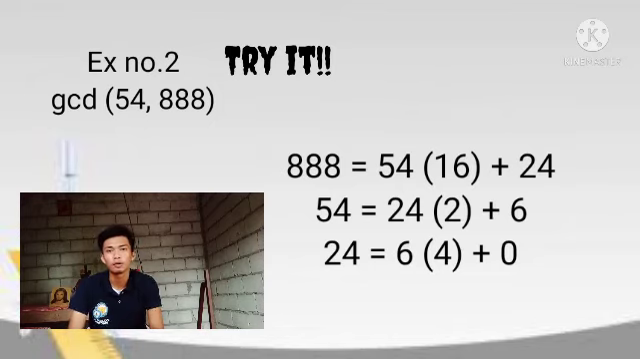24 minus 24 is 0. The Euclidean Algorithm says when we get a 0 remainder, the last divisor that gets a 0 remainder is also the greatest common factor. So the greatest common factor of 54 and 888 is 6, because 6 is the last divisor that gets the remainder equal to 0.